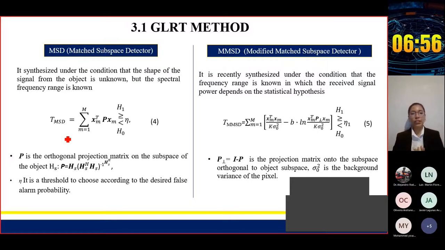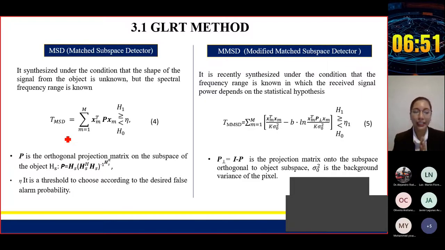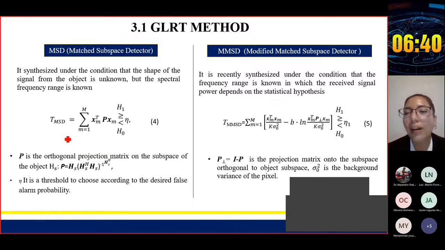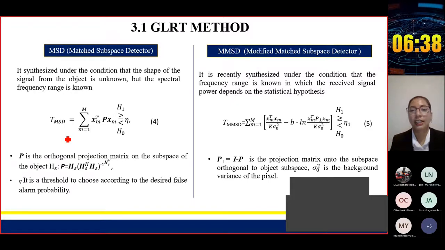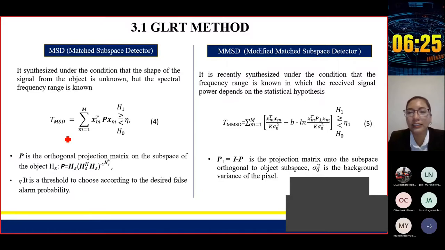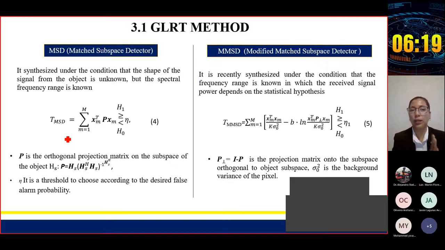Here, P is an orthogonal projection matrix on the pseudo space of the object, and M is a threshold chosen according to the desired false alarm probability. And we have the second detector, MMSD, or modified matched to the space detector. This is more recent, and it is synthesized under the condition that the frequency range is known, and the received signal powers depend on the statistical hypothesis. That is a little different to MSD.